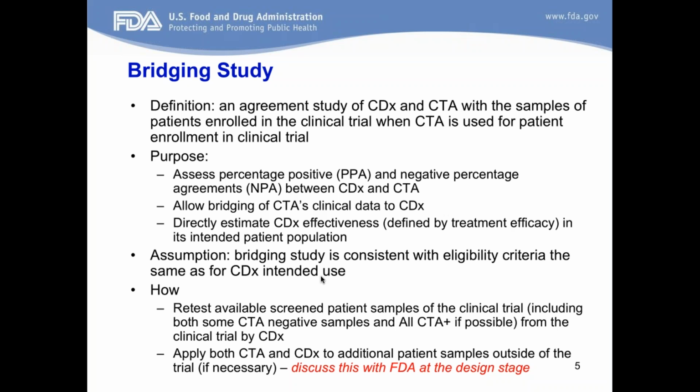So we will apply both CTA and the CDX to additional patient samples outside the clinical trial if necessary. This is a little bit tricky. I mentioned earlier on, we encourage you to include samples inside the clinical trial, but sometimes there's an issue, especially with a negative sample, with missing data, missing samples, or not sufficient sample, so we occasionally allow use of outside samples, but there are a lot of issues. I don't have time to discuss those issues today, but I just want to point this out.